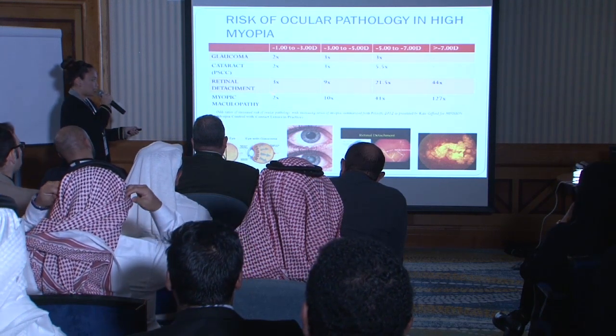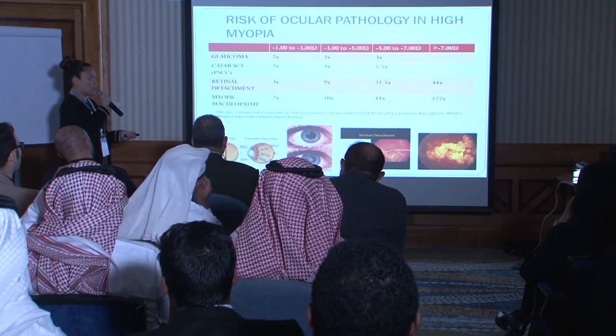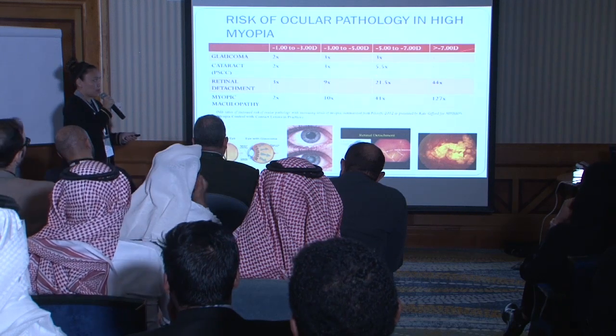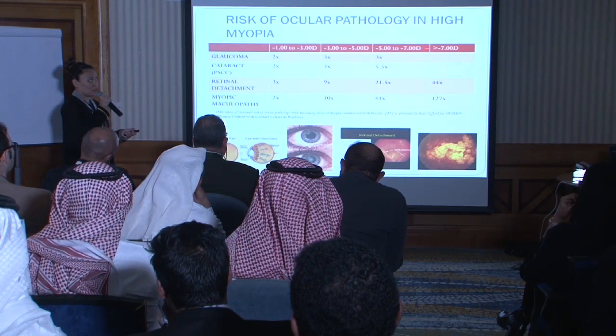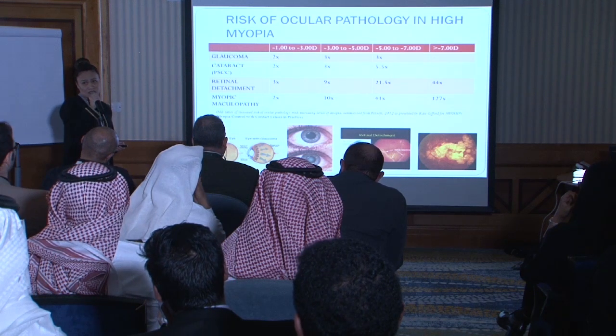So as you see here, myopic maculopathy, if the prescription's -1 to -3, it's only twice the risk of having myopic maculopathy. But if it goes to greater than -7, it's 127 times the risk of having it.